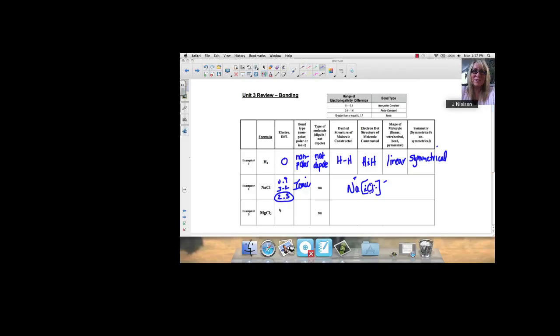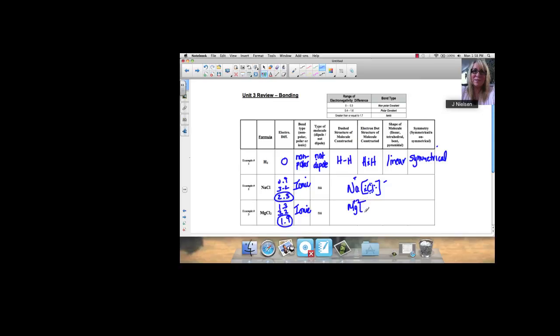MgCl2, Mg is 1.3, and Cl is 3.2. That'll be a difference of 1.9. So this is also going to be ionic, but we knew that due to a metal and a non-metal. Now here, Mg wants to give up 2 electrons. It's 2 in its valence shell. And it's going to give them both up. So it's going to have a +2 charge.